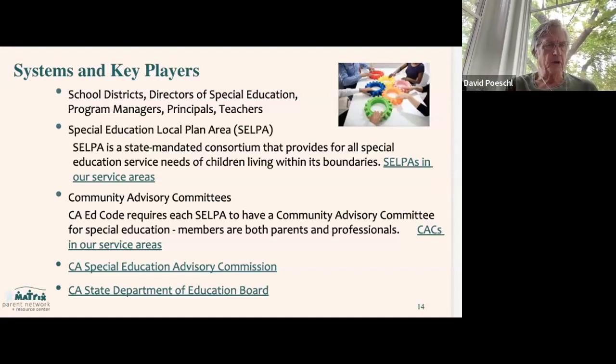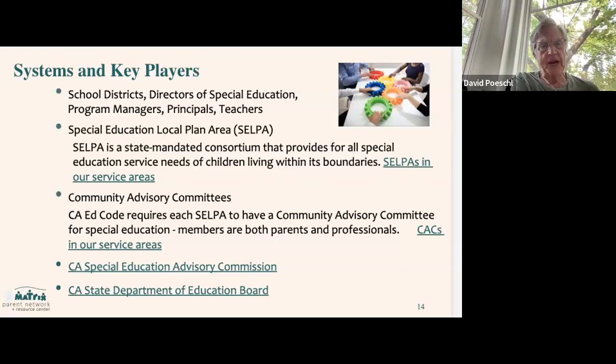Again, the smaller the district, the closer you are to the person who's at the top of the decision-making ladder. A special education local plan area, if you don't know what that is, read about your local one. Sonoma County has their own SELPA. These are state mandated agencies, and they act as a combination of things. All of the funding for special education, for instance, goes through SELPAs to school districts. Regulations go through them, and then school districts adapt them.